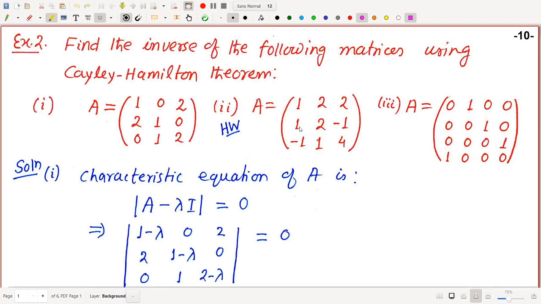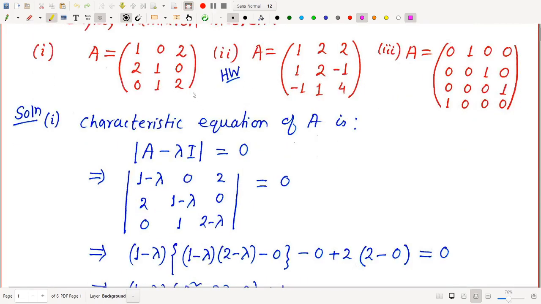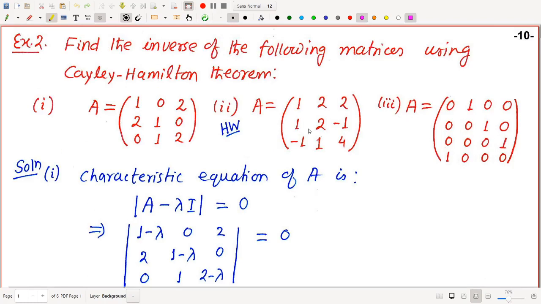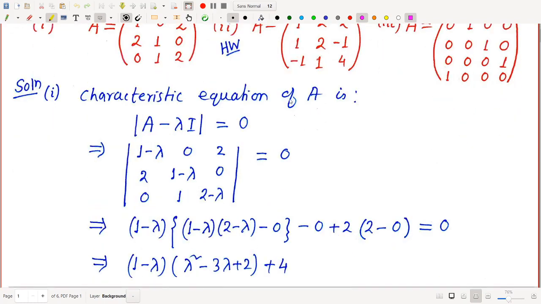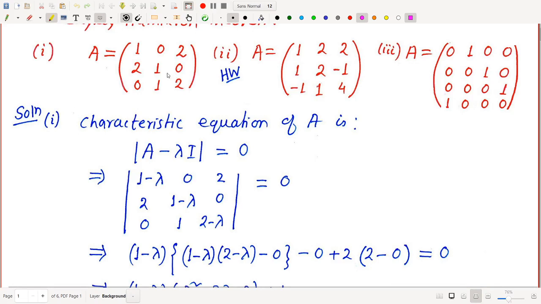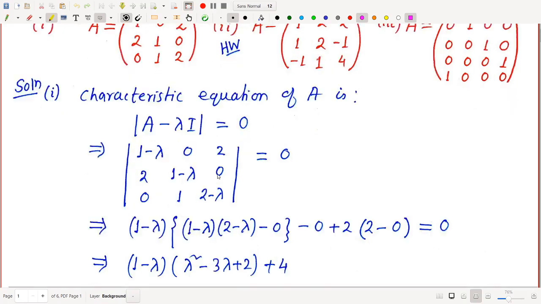In the last class we have seen, first we verified Cayley-Hamilton theorem and then we found the inverse. Now today directly we shall apply Cayley-Hamilton theorem. So for these matrices, first one and third one we shall do, second one will be left as an exercise. So the characteristic equation of the given matrix A is determinant of A minus lambda I equal to 0. A minus lambda I means we subtract lambda from the diagonal: 1 minus lambda, 1 minus lambda, 2 minus lambda, other things remaining same.